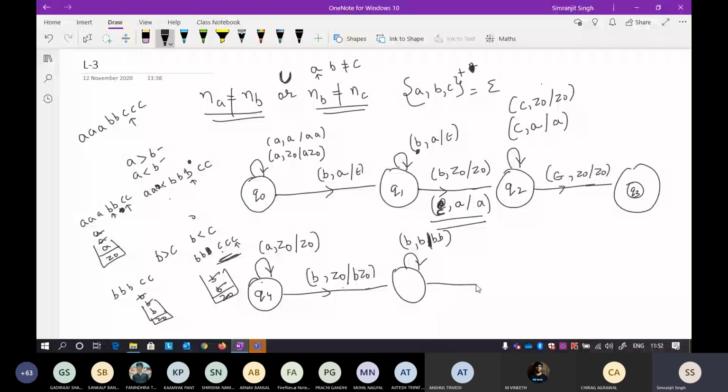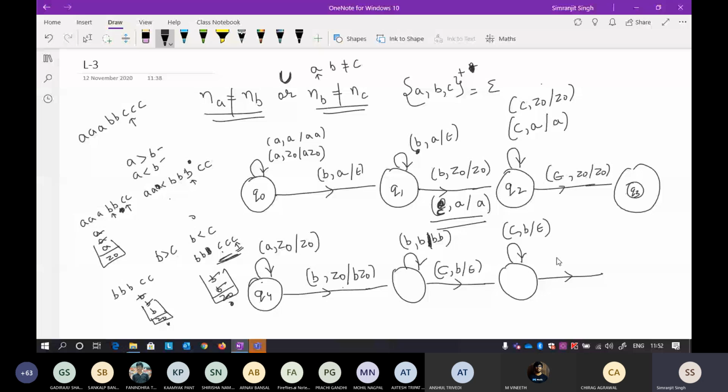Okay, so now when the C is coming and at the top of the stack there is B, just start popping. Okay, C is coming at the top of the stack, there is a B, you start popping. Okay, so now in this case either you will get a Z node or you will get a B at the top of the stack. There are two cases. Okay, so for this particular case, your pointer is at a C, it means that the a's and b's and c's are not equal, so you can move it to the final state.